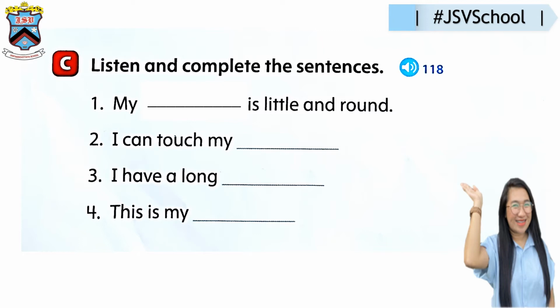Page 82. C. Listen and complete the sentences. 1. My face is little and round. 2. I can touch my eyes. 3. I have a long nose. 4. This is my mouth.